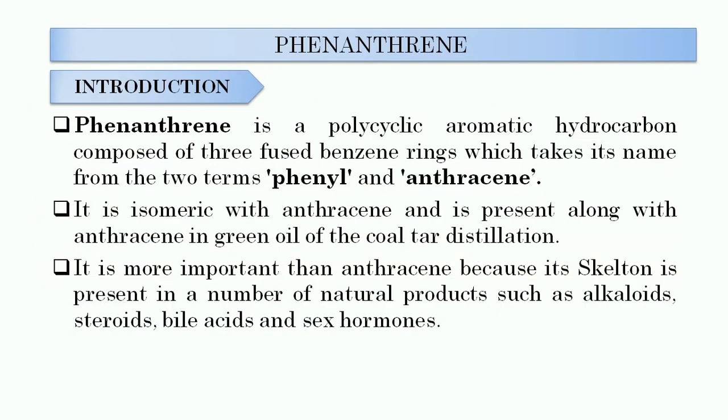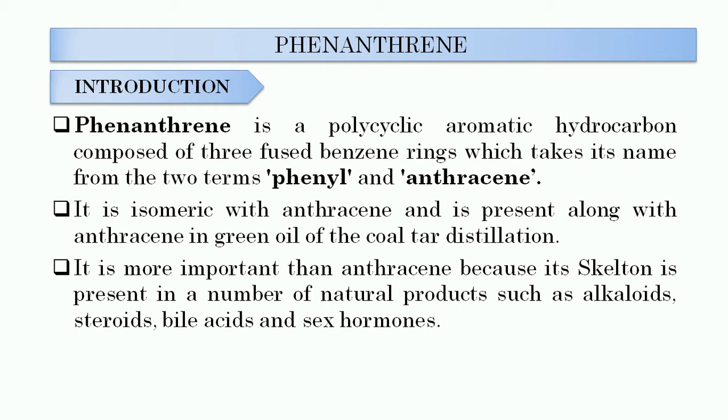So first of all we can start with the introduction. Phenanthrene is a polycyclic aromatic hydrocarbon like anthracene and naphthalene. In this case it is composed of 3 fused benzene rings and takes its name from 2 terms, phenyl and anthracene.